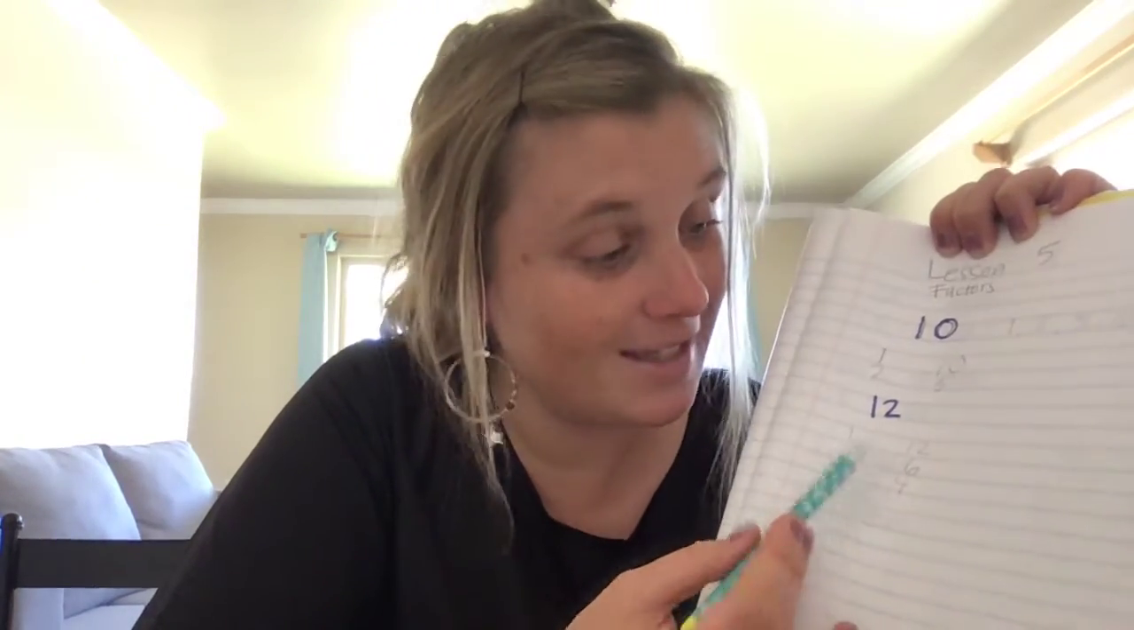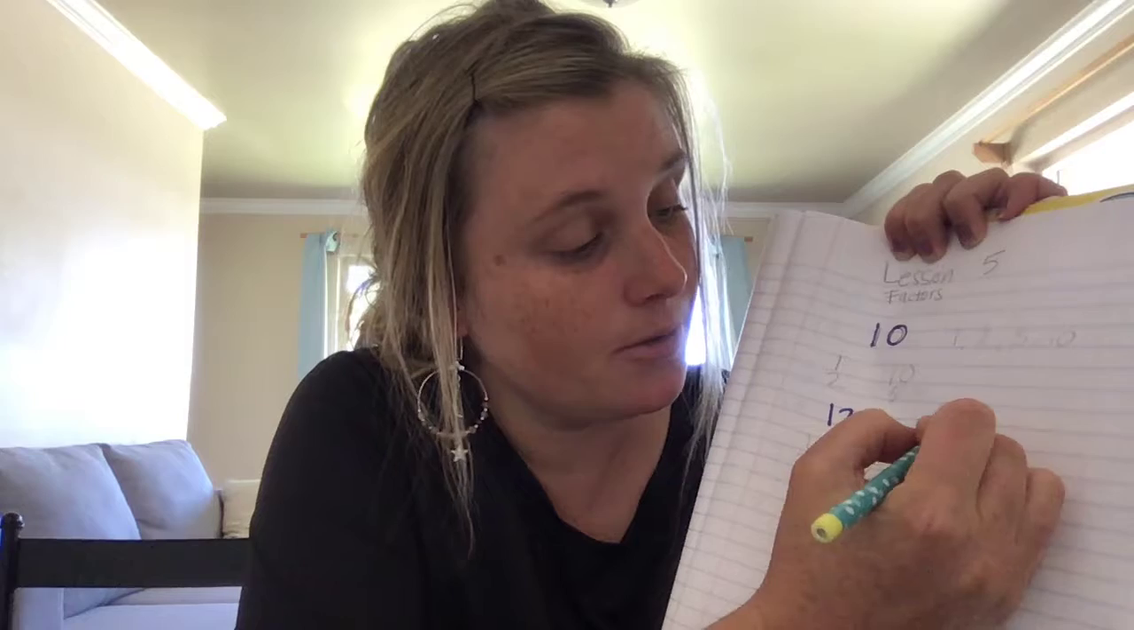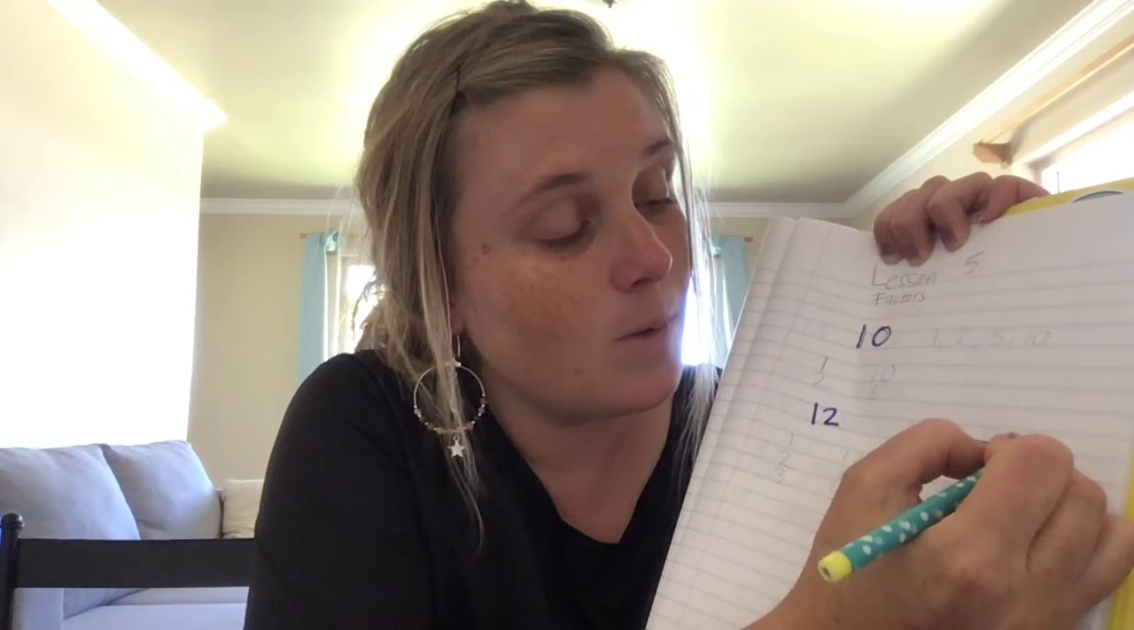So we just did 3. Now let's do 4. 4 times 3 is 12. Yeah, it's a factor. How about 5? How about 6? 6 times 2 equals 12. How about 7? How about 8? How about 9? How about 10? How about 11? How about 12? 12 times 1. So what are the factors of 12? 1, 2, 3, 4, 6, and 12. Can you write all this down?